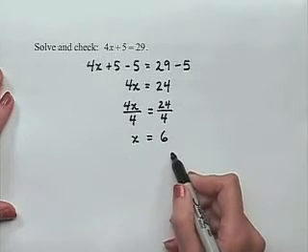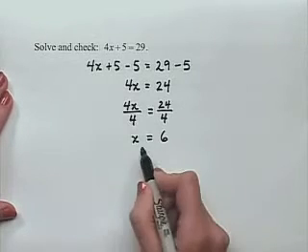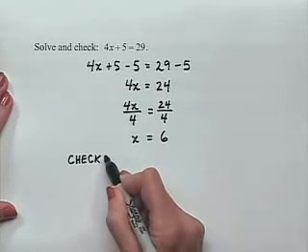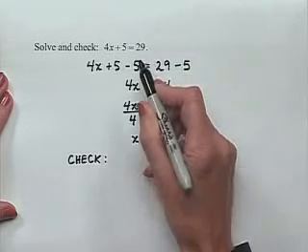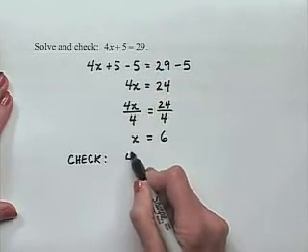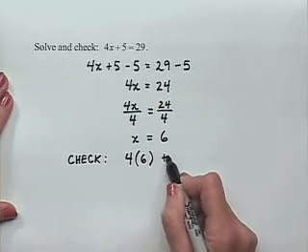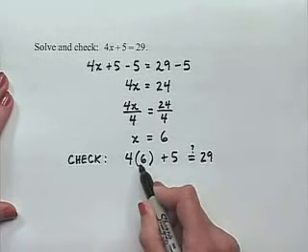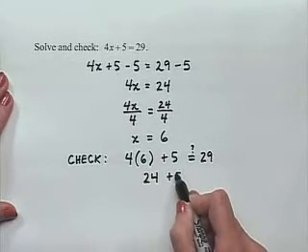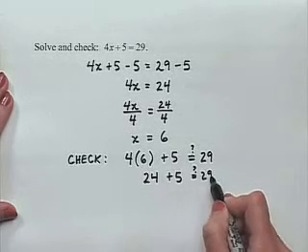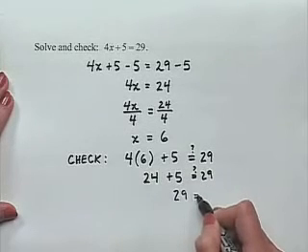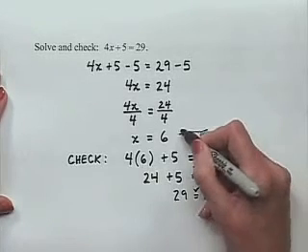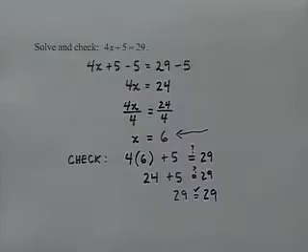Now we want to check our solution. To do so requires us to take the value that we just found and substitute it back into the original equation to see if we come up with our value of 29 on the right. We're going to have 4 multiplied times 6 plus 5. The question is, is that equivalent to 29? Well, 4 times 6 is 24 plus 5, and 24 plus 5 is 29. And so our solution checks, and the solution to the equation is x equals 6.